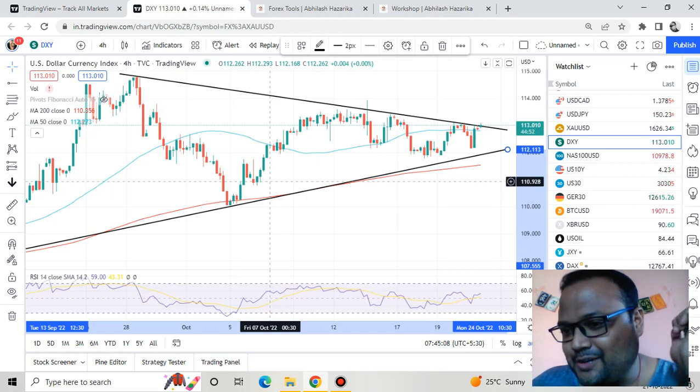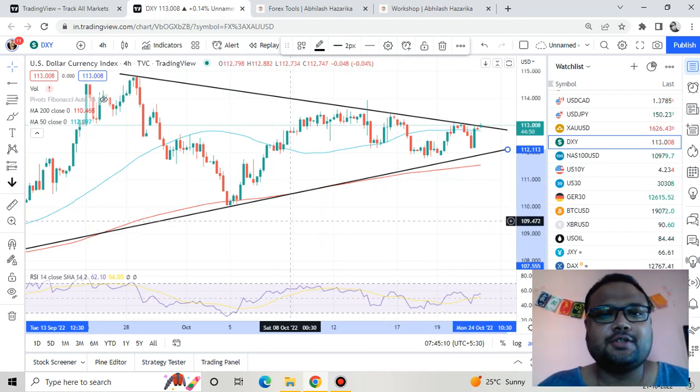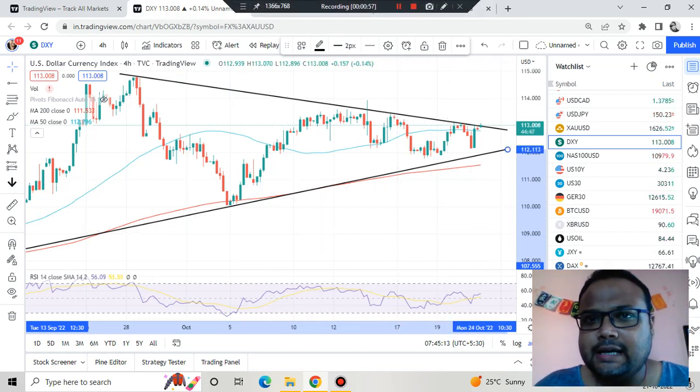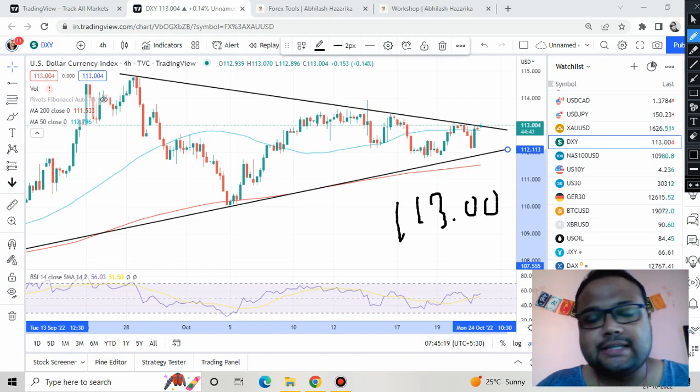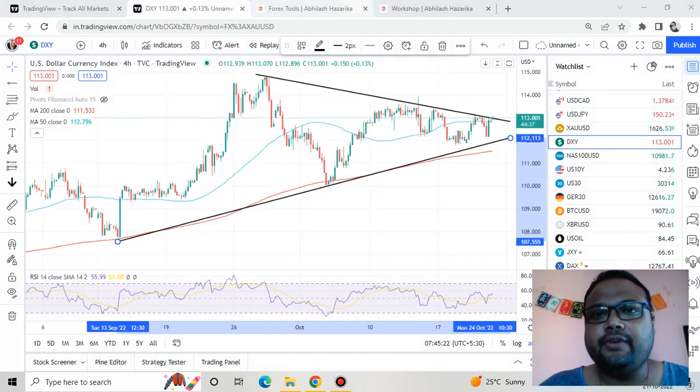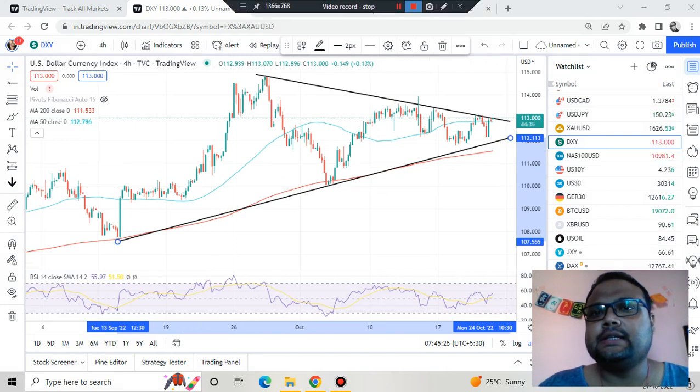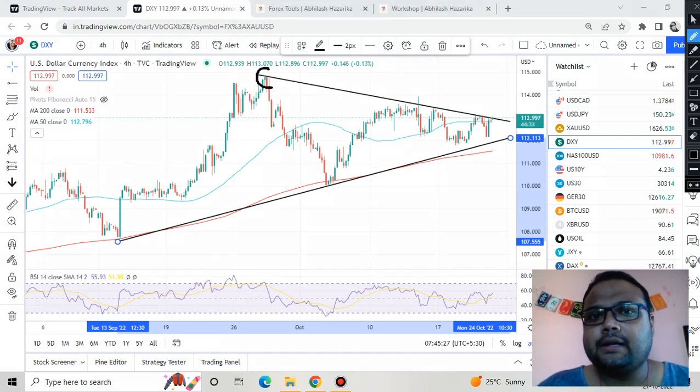Now let's look at the chart of DXY. First of all, we can see that DXY is right now standing at 113.00. This is the current market standing of DXY. And we have already discussed in our previous videos that overall the DXY is in an uptrend, undoubtedly, but we can also see that DXY right now is unable to cross the previous highs.